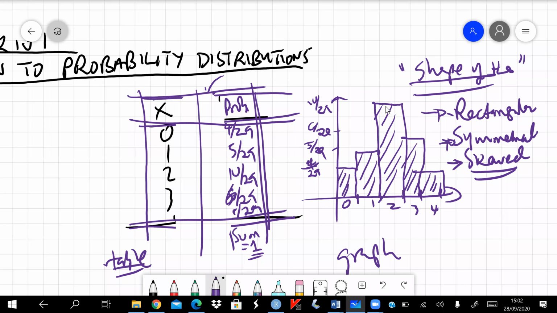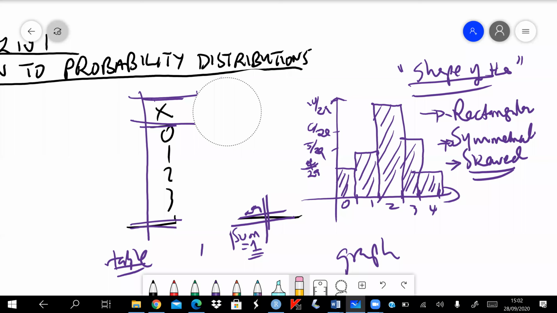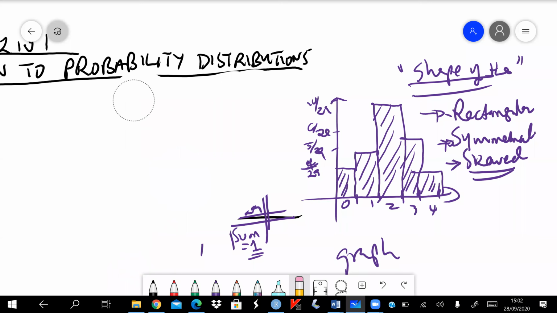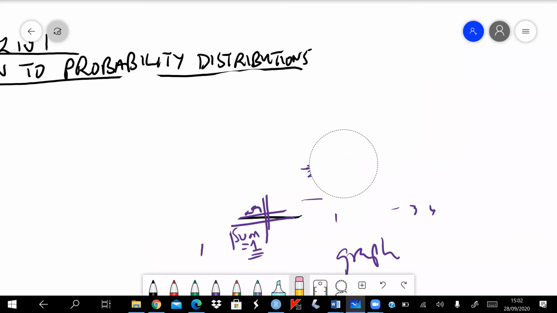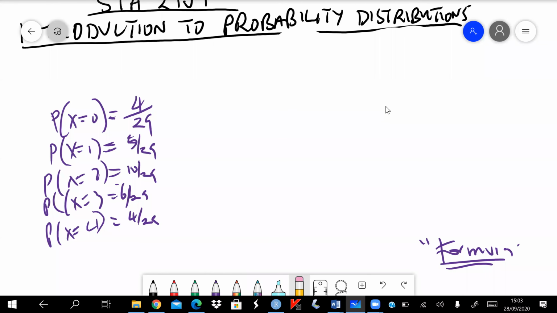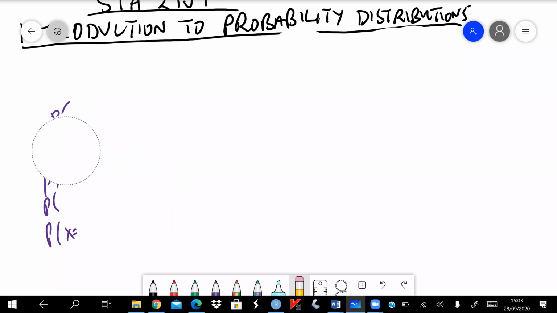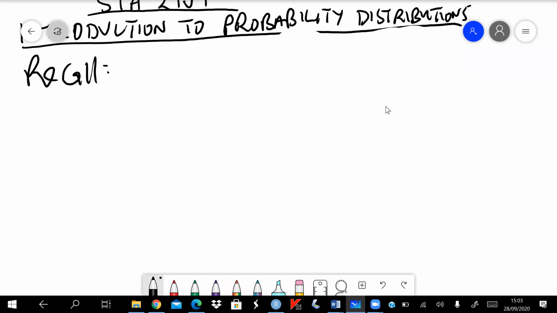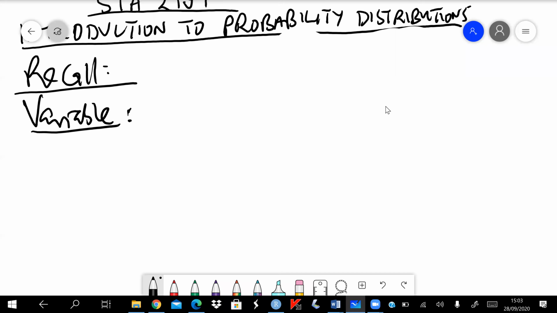So now, before I define the term probability distribution more formally, I want us to recall some basic things. And I want us to start by recalling the term variable, and we also see how variables are classified. So let's recall the meaning of the word variable. Is there anyone who can recall the meaning of the word variable as used in Business Statistics 1? What is a variable, as used in statistics?